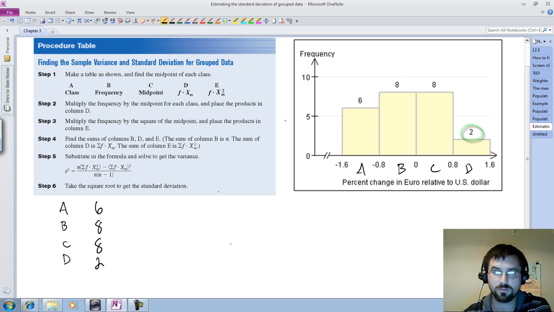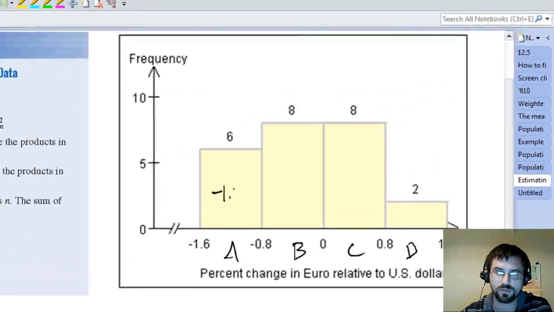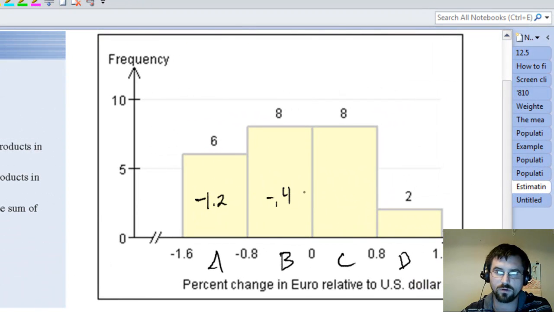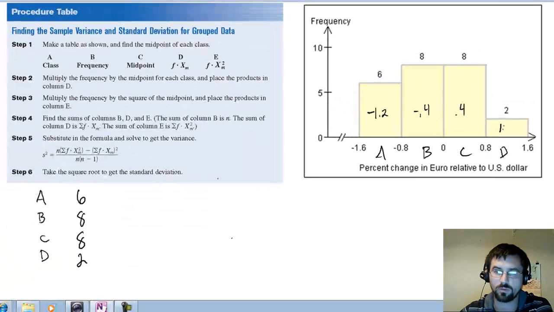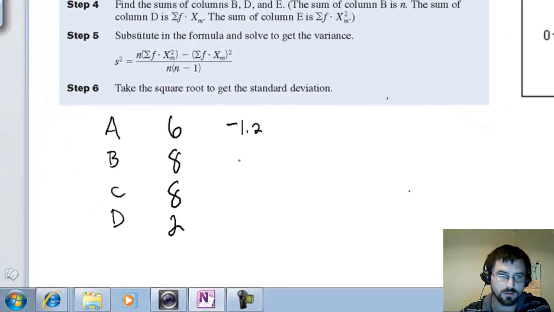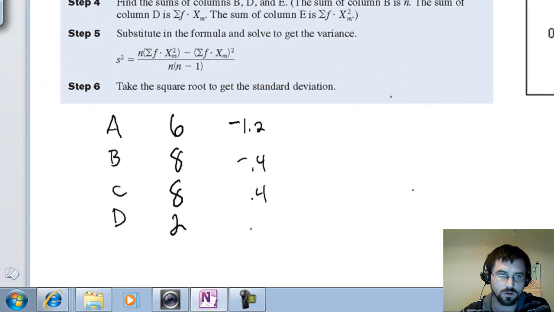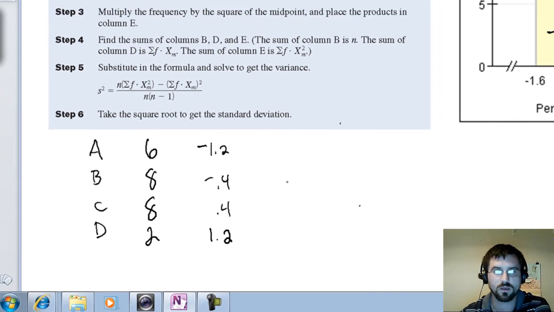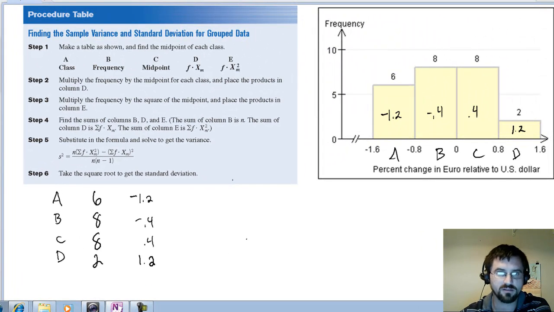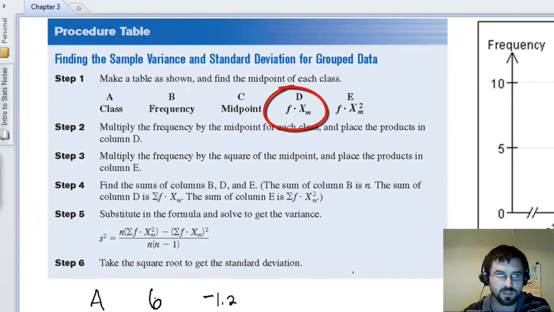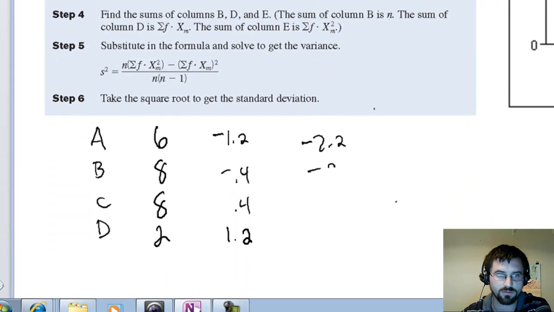Next we have to get the midpoints. The midpoints are negative 1.2, negative 0.4, positive 0.4, and 1.2. And I'll write those down over here. Next column is the frequency times the midpoints. So for each class I'm going to do the frequency times the midpoint. So negative 7.2, negative 3.2, positive 3.2, and 2.4.